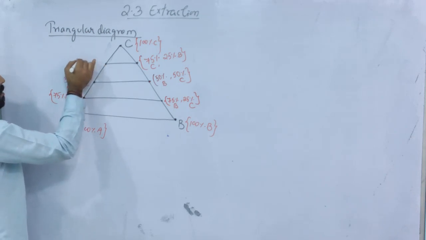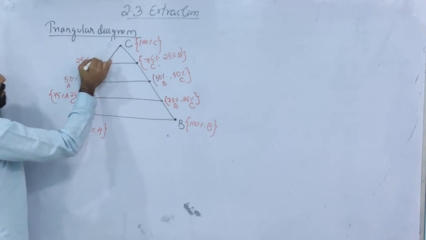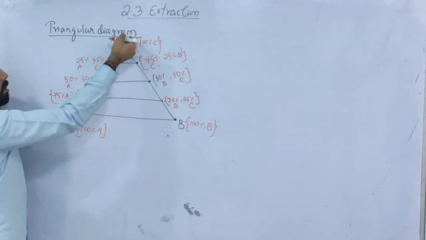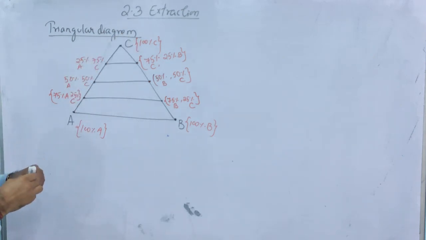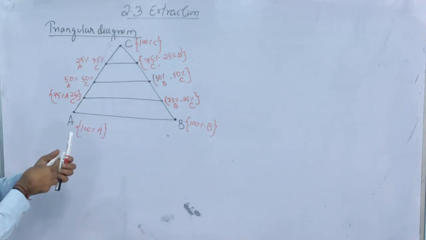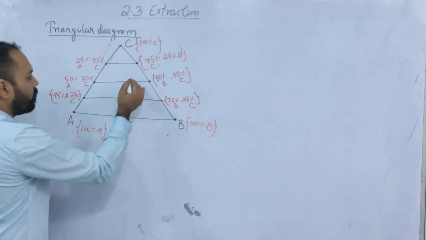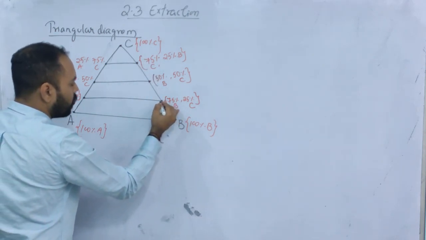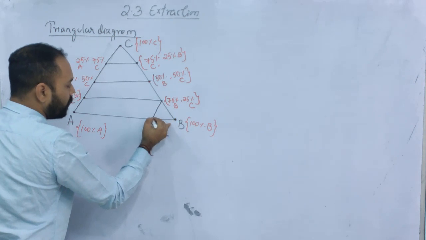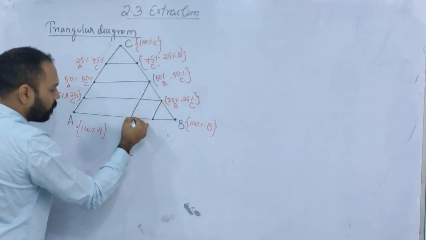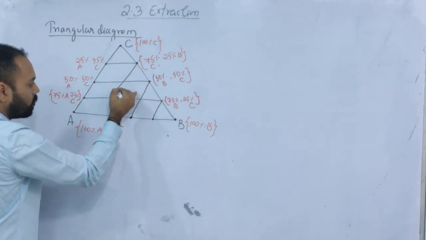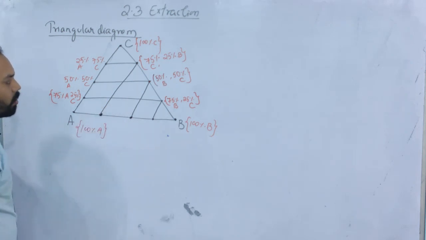So this is 25% A and 75% C, and then you have 100% C. Let us also divide the side AB. So I hope now you have understood how to solve these problems. Let us divide the side AB into 4 equal parts again. How to read the points on this triangular diagram, that is very, very important.